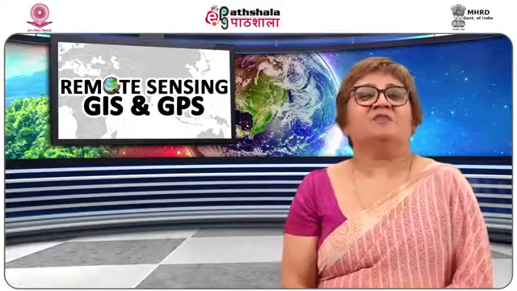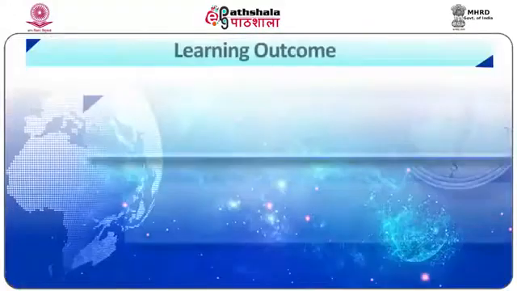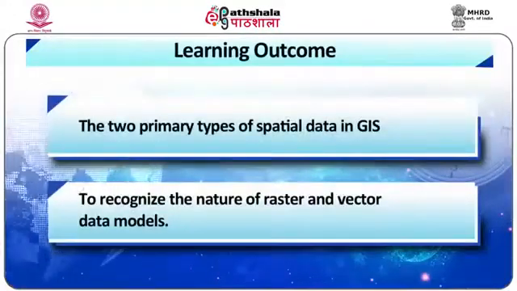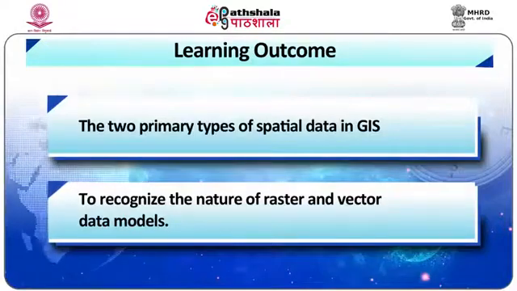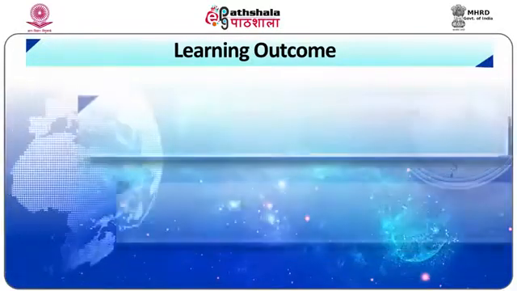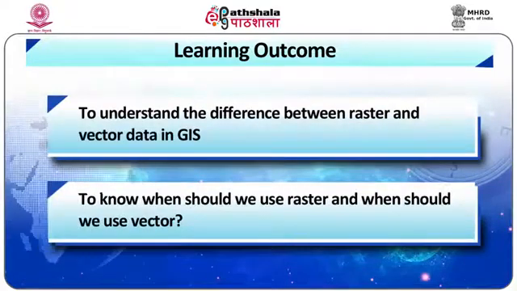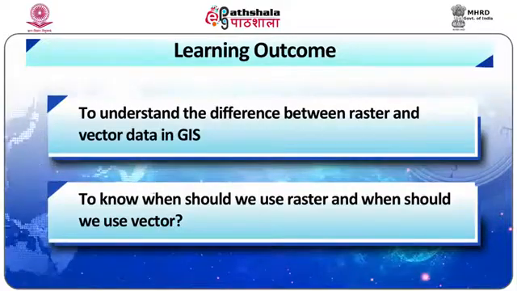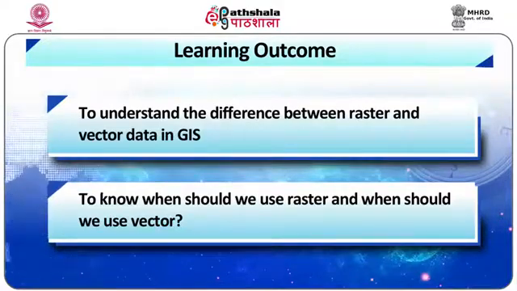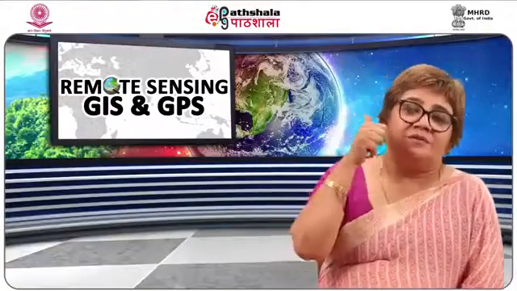The learning objectives of this lesson are: number one, spatial data observations focus on noting the locations. Every object, area and phenomena have unique latitude and longitude coordinates. In this chapter, you will learn about the two primary types of spatial data in GIS, to recognize the nature of raster and vector data models, and to understand the difference between raster and vector data in GIS. We will also be able to know when we should use raster and when we should use vector. There are only three key words in this chapter: raster, vector, and data model.